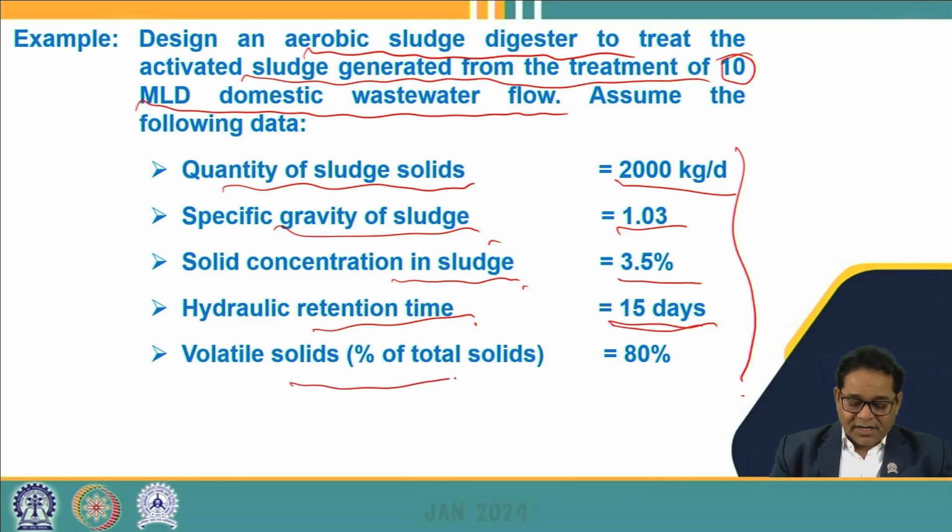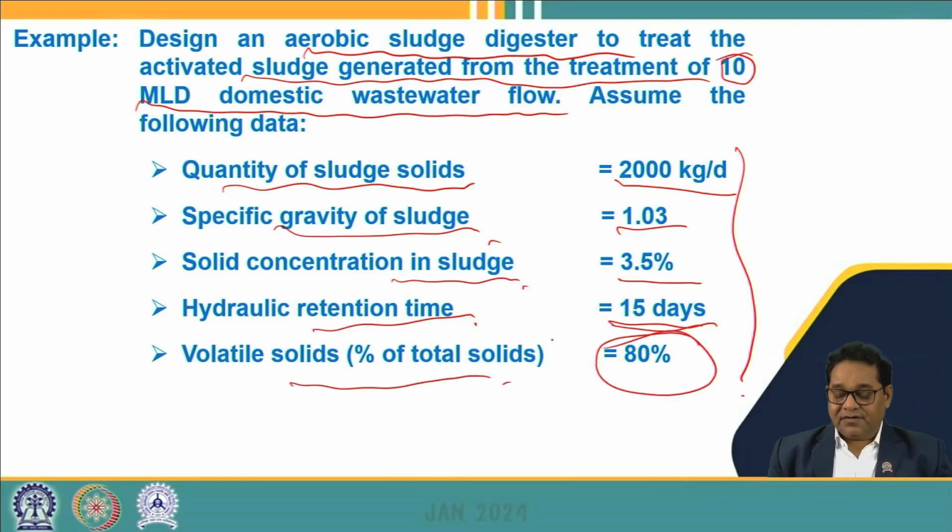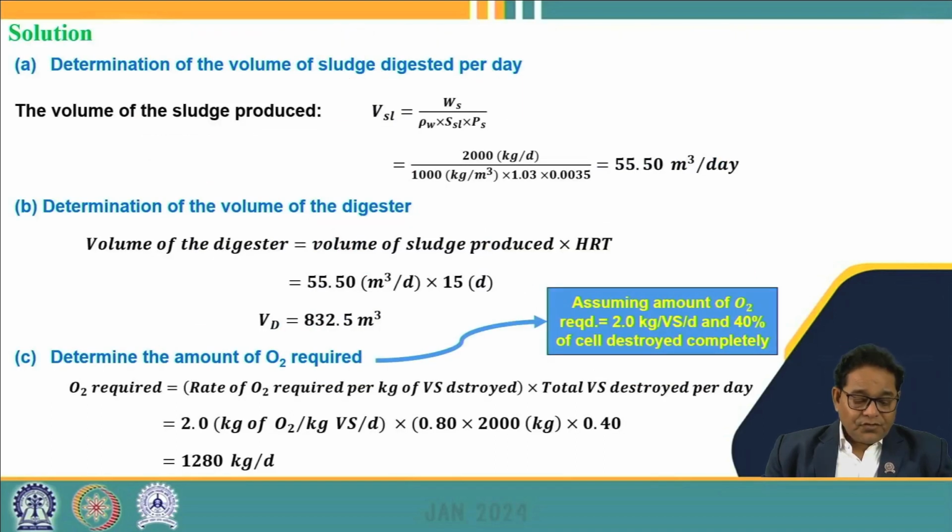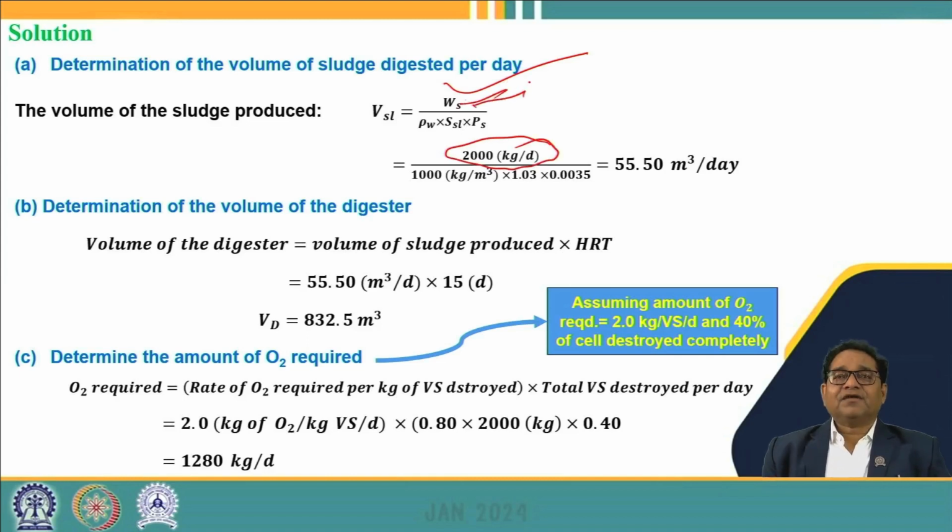And then the volatile solids are around 80% of the total solids. So using this data, we have to determine what will be the capacity of the digester required, and the shape and size of the digester required for this treatment process. So first of all, we have to determine how much volume of the sludge is being digested per day. Here the data is given, like the total weight of the sludge, that is given as 2000 kg per day.